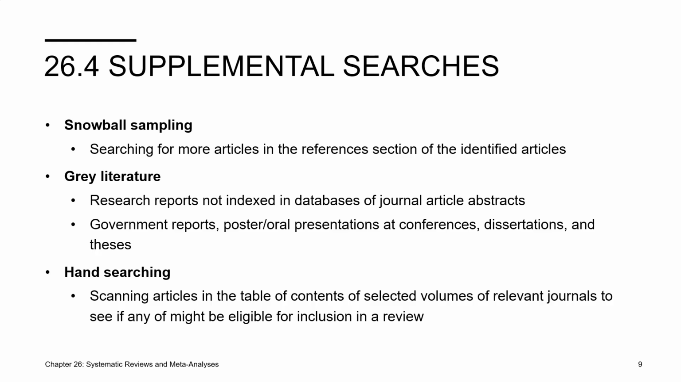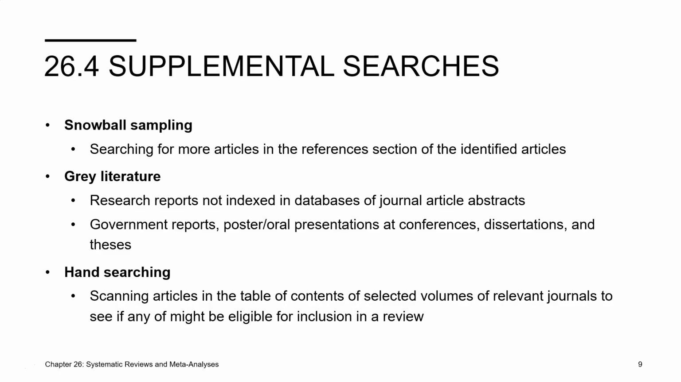Section 26.4 goes over supplemental searches. So in addition to searching the different databases such as Ovid, Medline, and PubMed, you can also use some other search methods. One is called snowball sampling, and this is where you're searching for more articles in the references section of the identified articles. So you find the article and then you look at the references to try and find more articles. Another is the gray literature. These are researcher reports that are not indexed in databases or journal article abstracts.